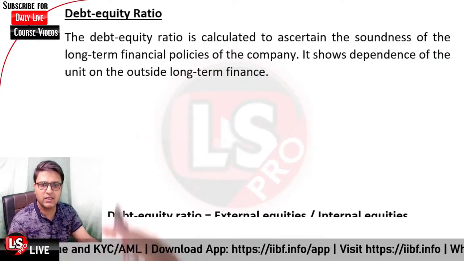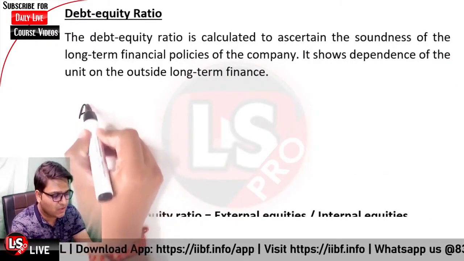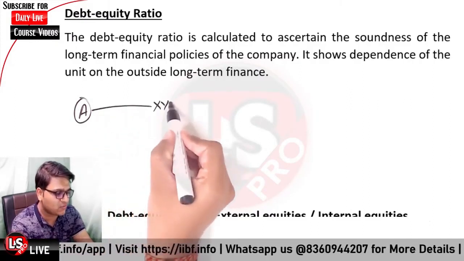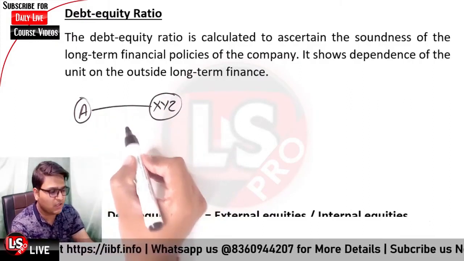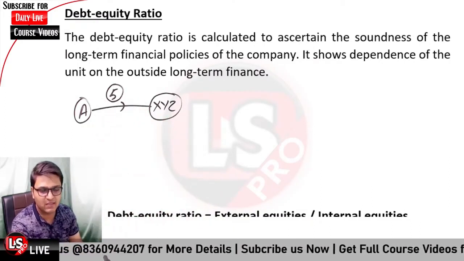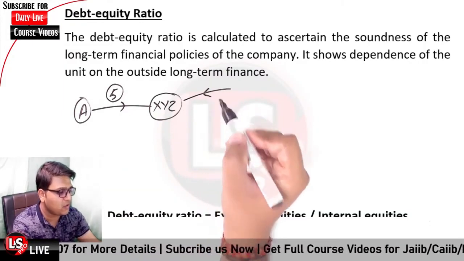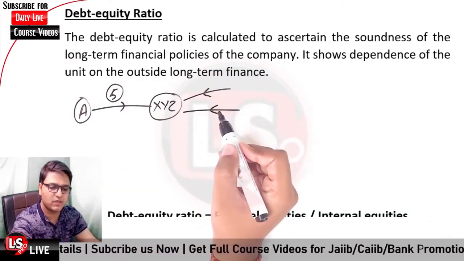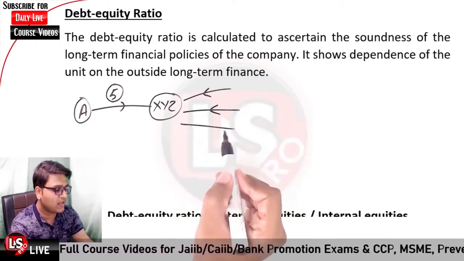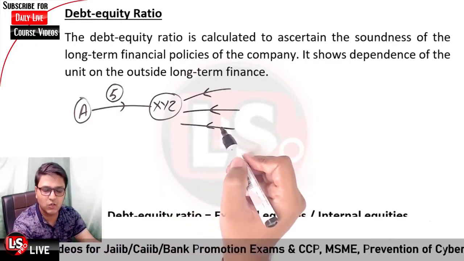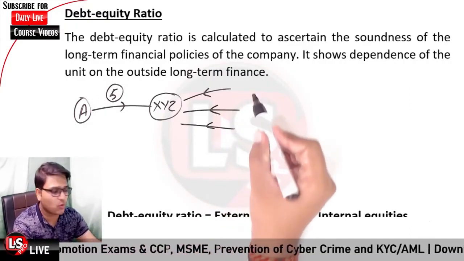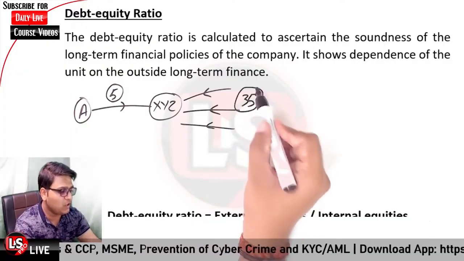Let us understand this with an example. Person A started a business, Company XYZ, and infused rupees 5 as his capital. Further he took a bank loan, and has the shareholder equity and other long-term creditors. In total, he basically borrowed 35 rupees.